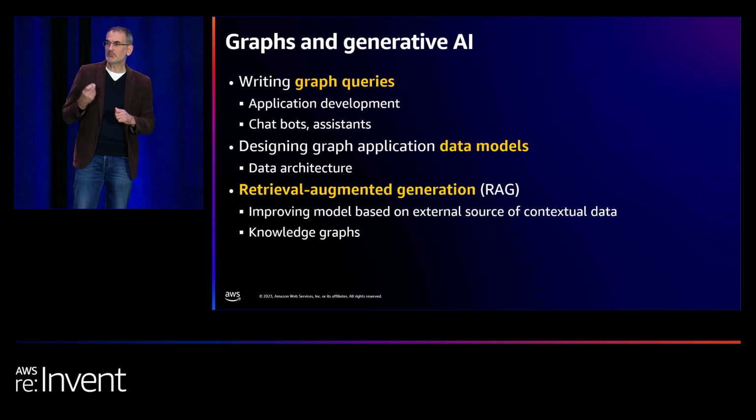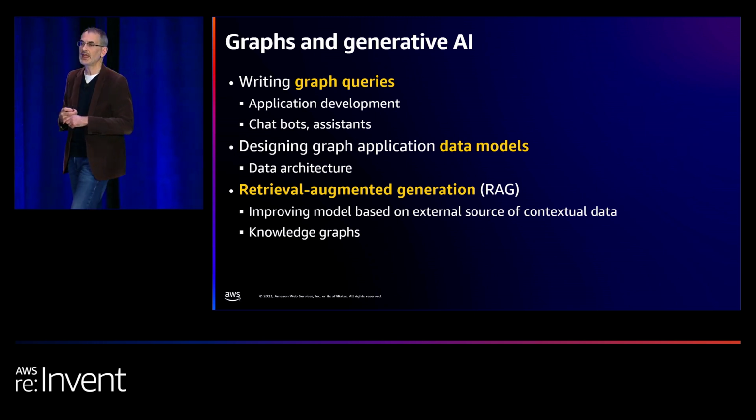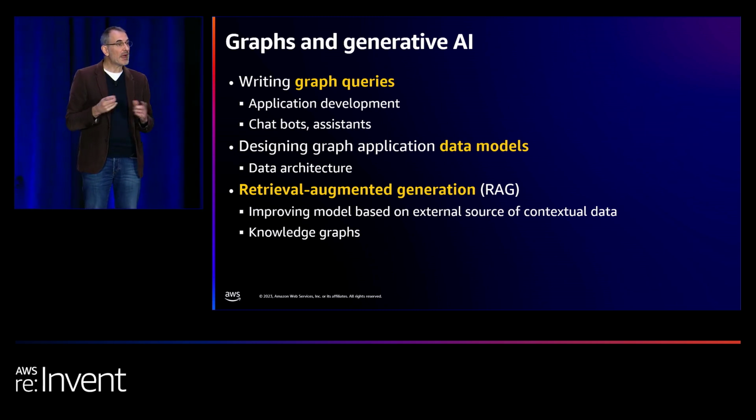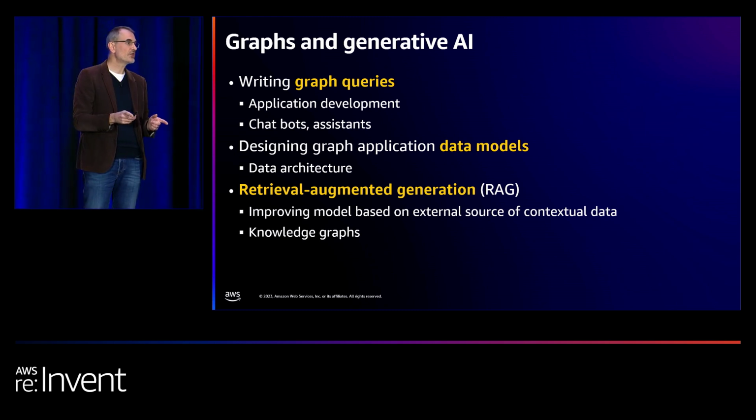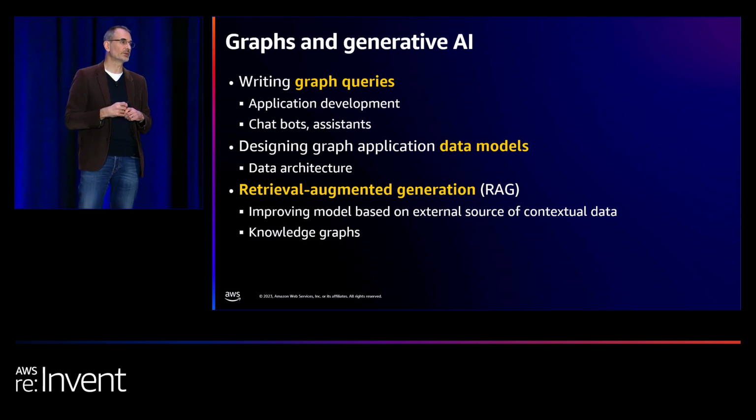And in fact, my colleague Michael Havey has recently released a blog post, on the AWS database blog, about using generative AI to create application data models, to create graph data models.